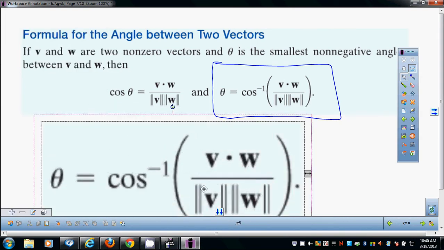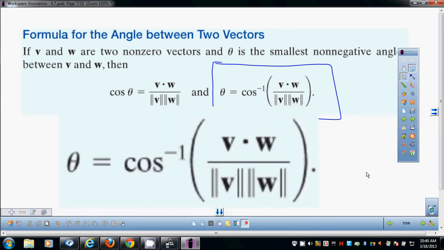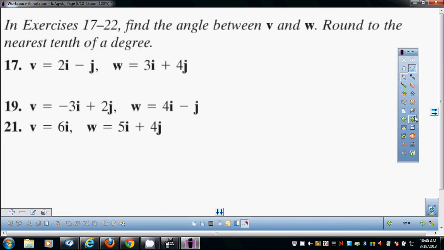Find the angle between two vectors. We'll work on one together, and I'll let you try one on your own. First thing you need to find is the dot product. Remember, if the dot product is 0, we can just stop and immediately say that the angle between them is what? 90 degrees. Very good. So let's do number 17. First thing we need to find is V dot W.